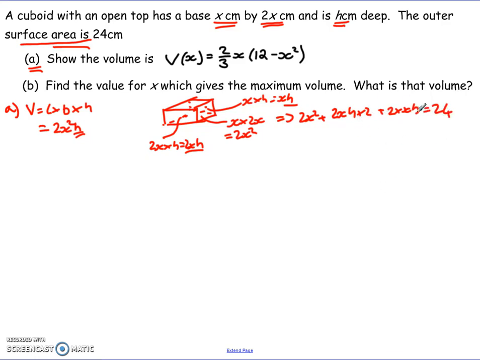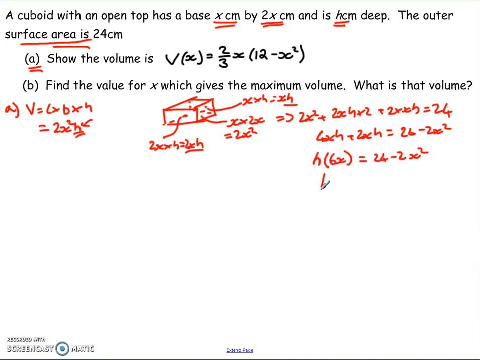So what I can now do is jig this about and do something to get rid of the h itself. So if I shift the 2x squared across there, I get 4xh plus 2xh equals 24, take away 2x squared. Here, if I look, I could take out a common factor of h. So I then get h bracket, well, 4x plus 2x gives me 6x. So it's h times the 6x equals 24, take away 2x squared. So now what I want to do is rearrange this to make h the subject of the formula so I can get rid of the h there in the original equation.